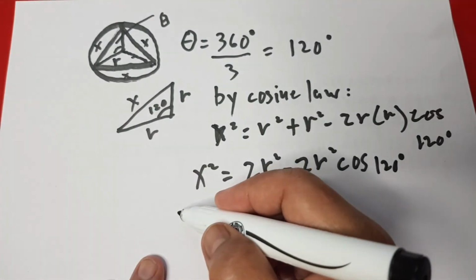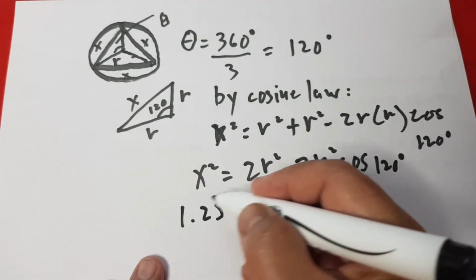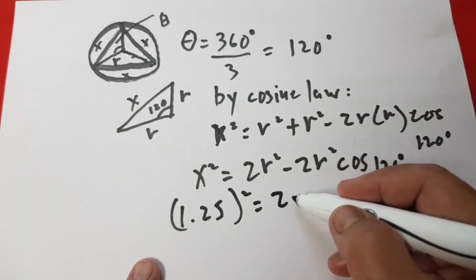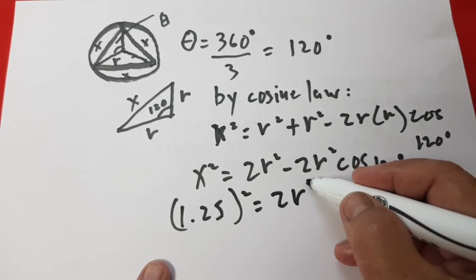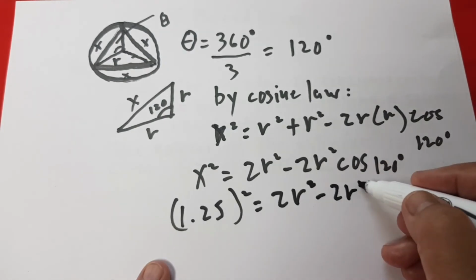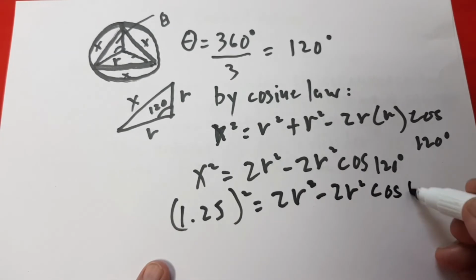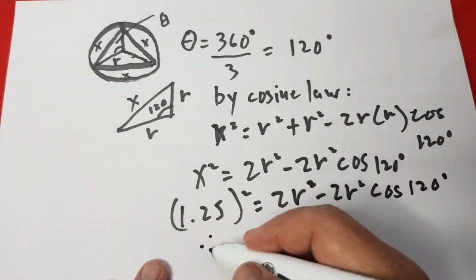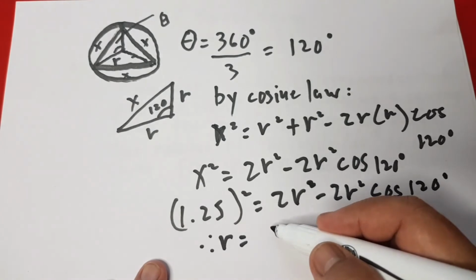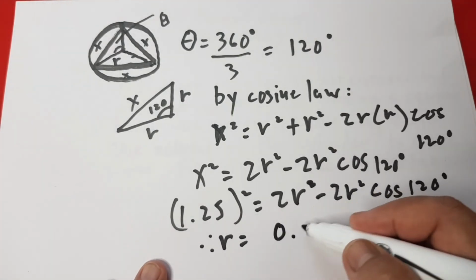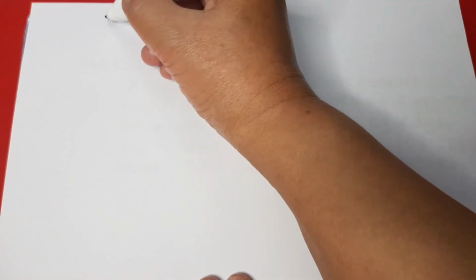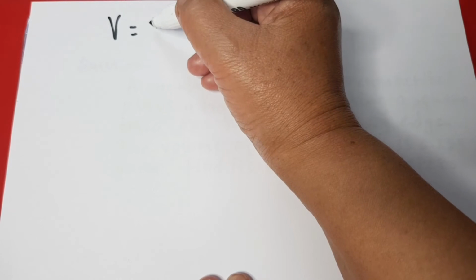So 1.25 squared is equal to 2r squared minus 2r squared cosine of 120 degrees. Now, simplifying all this, r therefore is equal to 0.72 meter. So we can now solve the height of the cylinder.